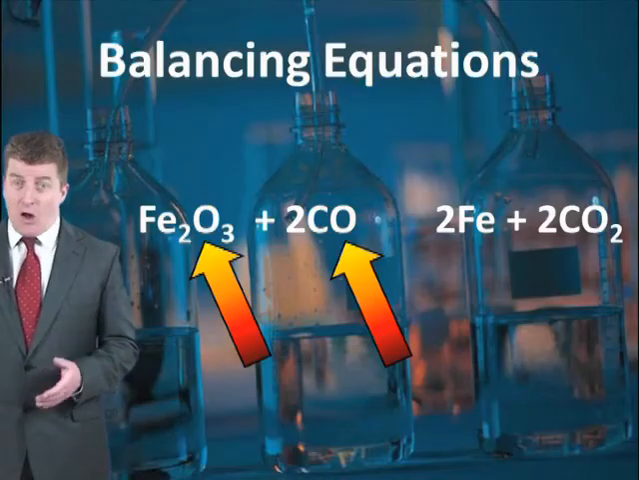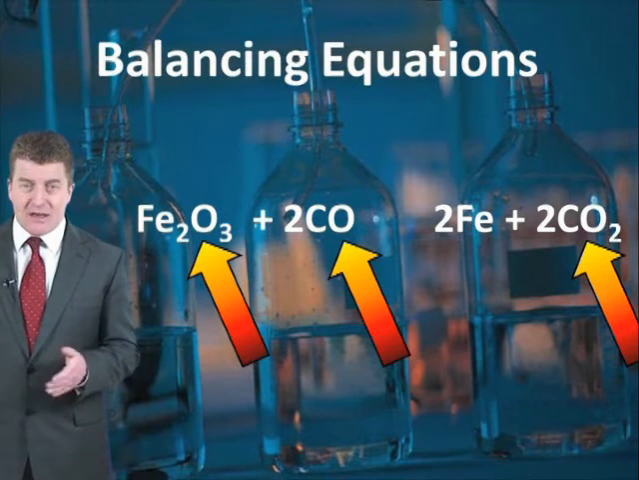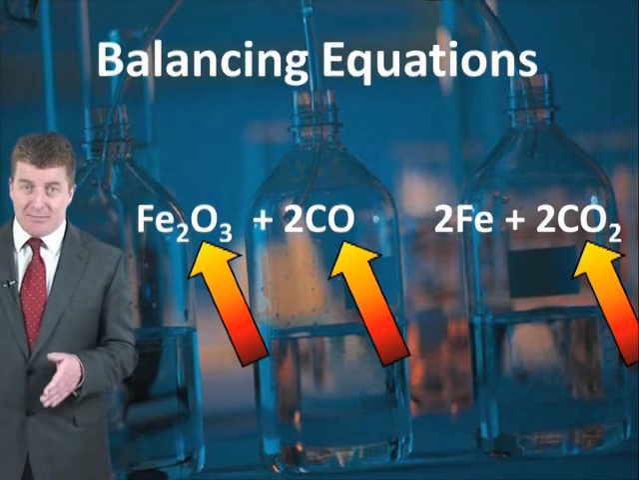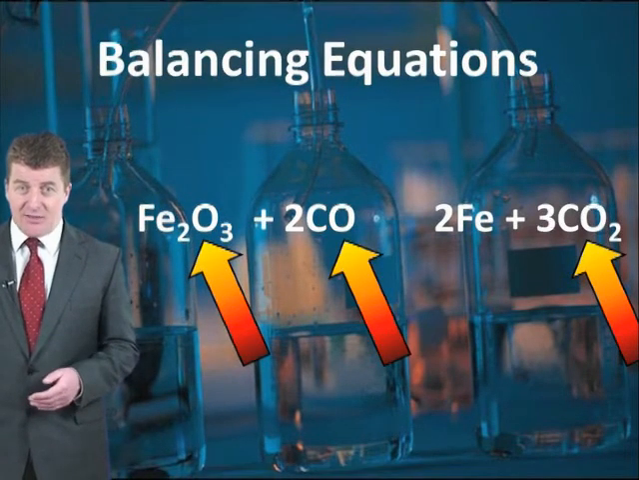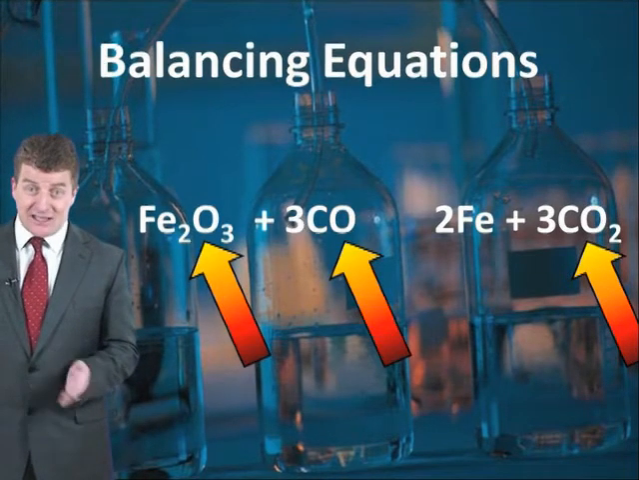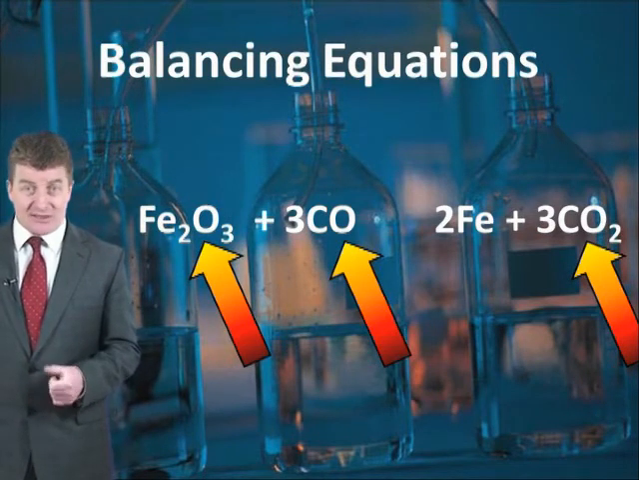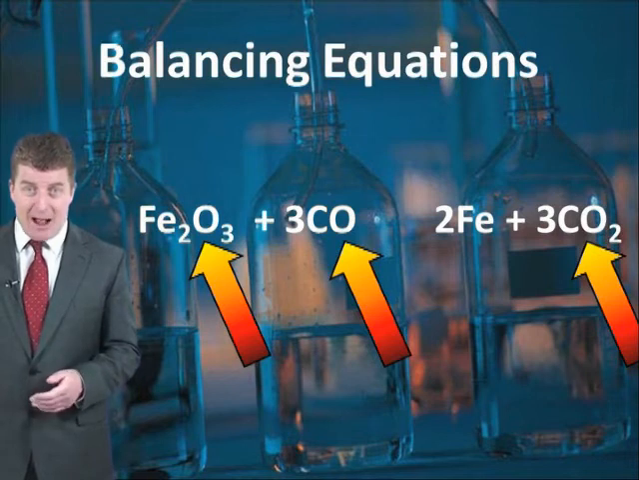So now this has affected the oxygen. So we need to consider the oxygen atoms again. On the left we have 5 oxygen atoms, and on the right we have 4. So we need to increase the oxygen on the right by making this 3. As you can see there, 3. Now we've got 5 on the left and 6 on the right. So we have to increase this one to 3. Yeah, as you can see there, make that one 3. Now we've got 6 oxygen on the left and 6 on the right, so they are balanced.